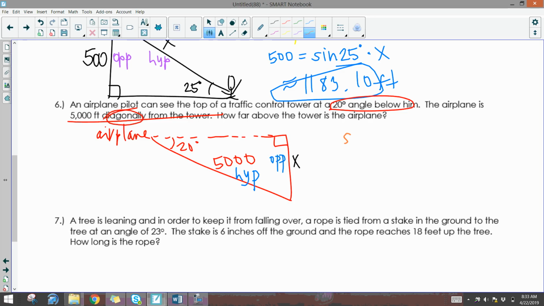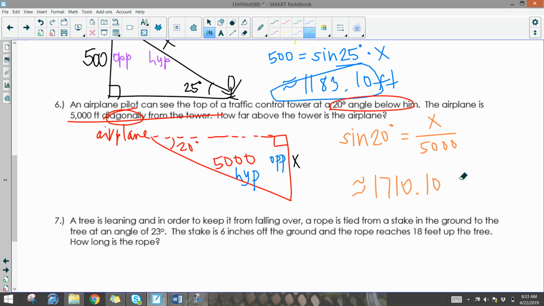So I have sine of 20 degrees equals opposite over hypotenuse. Times. So you have 5,000 times sine of 20. And you get approximately 1,710.10. Again, you don't need the 0, but I just do it so I know I checked it.